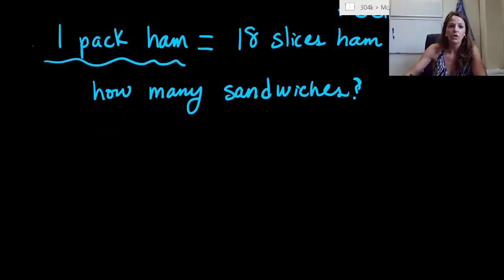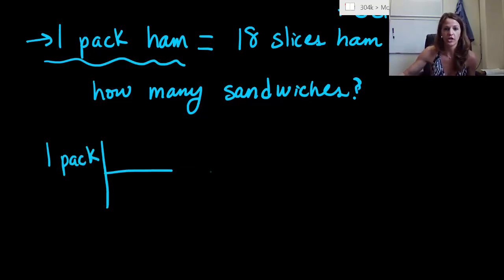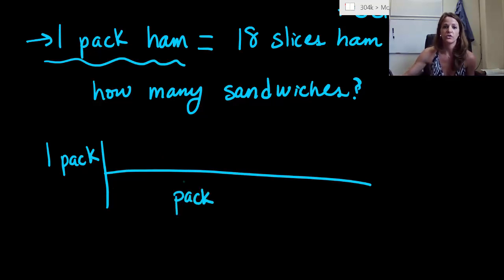So remember, start with a piece of information that is specific to your problem. So for this problem, we say we have 1 pack of ham. That's what I bought, that's what I purchased. So we're going to start with 1 pack of ham. That's going to be on the top. 1 pack. Create our little train tracks here. So if pack's on the top, pack has to be on the bottom here. So for every 1 pack of ham, we know that we have 18 slices. So 18 slices is going to go on the top.